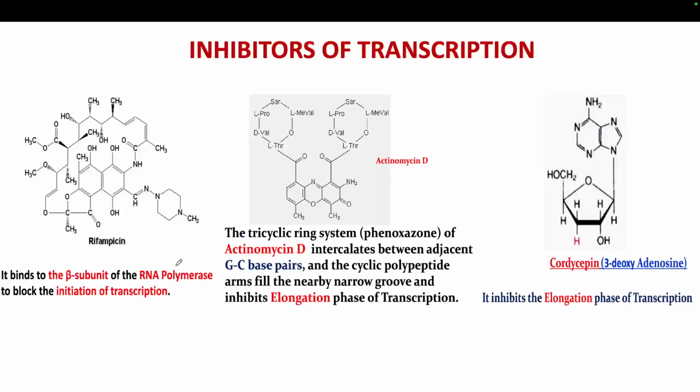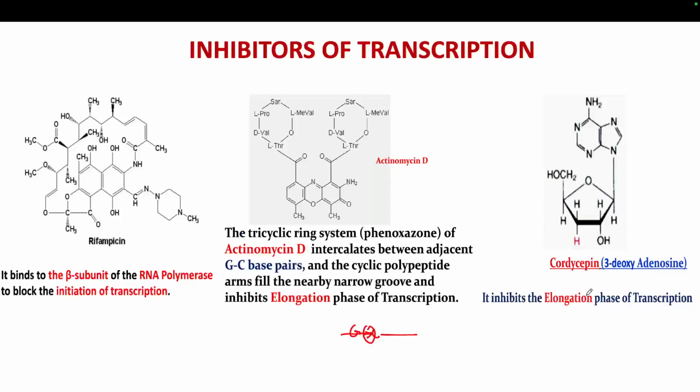The next one is actinomycin D. This actinomycin D intercalates between the GC base pairs, so that the elongation won't happen. Suppose this is the G and C, and that sequence is there, so this actinomycin will bind here, so that the RNA polymerase can't move from G to C, right? So it will hamper the elongation process of the transcription.